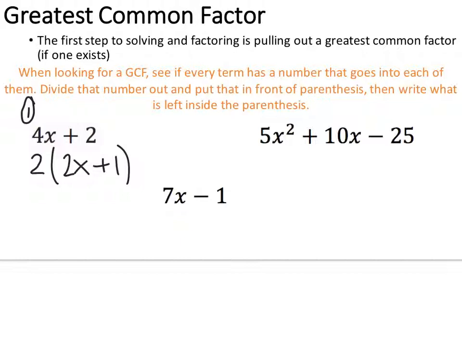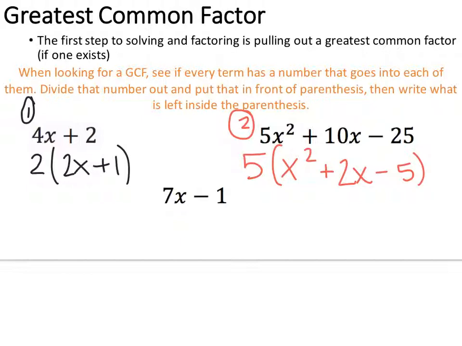If we look over at the second problem, 5x squared plus 10x minus 25, 5x squared, 10x, and 25 all have a 5 in common. So if I pull a 5 out, inside parentheses I'm going to be left with 1x squared, 2x, and then a negative 5. Because again, if I were to multiply this 5 back into those parentheses, if I were to distribute it, I would end up with 5x squared plus 10x minus 25. So we're kind of like undistributing.